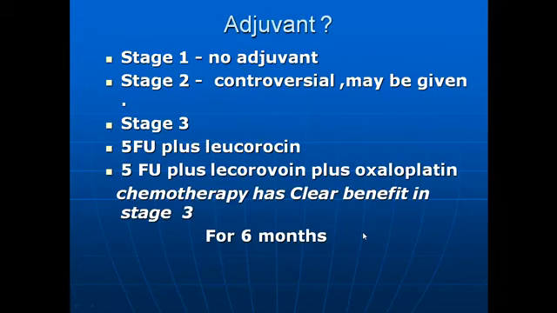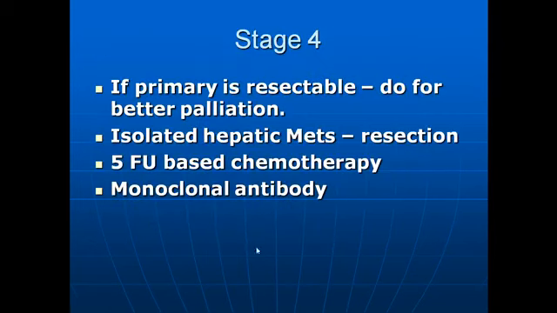So what is the adjuvant treatment plan for carcinoma of the colon after operation? That is the adjuvant therapy. And in very advanced stages, stage 4, if the primary tumor is resectable, do it for better. If resectable, then some form of excision is better. And in isolated hepatic metastasis, resection is indicated. Single liver metastasis, resection, and 5-fluorouracil based chemotherapy, and now monoclonal antibodies. These are one form of immunotherapy.